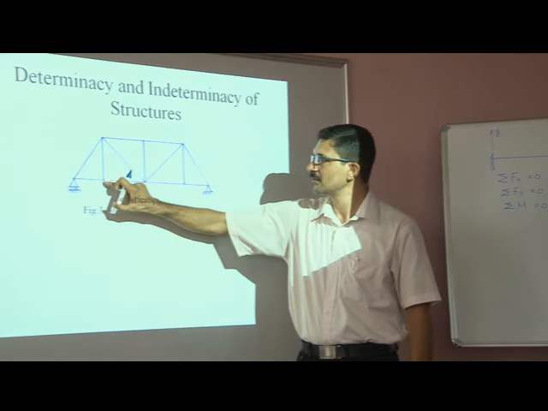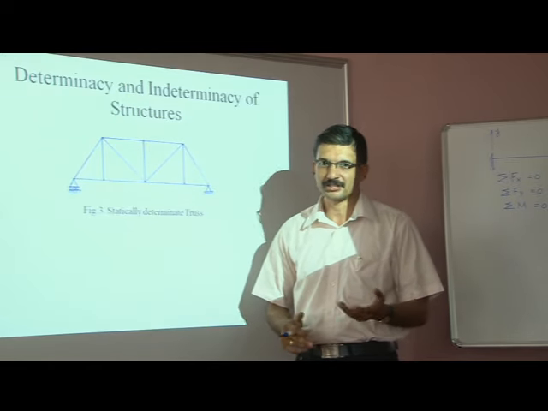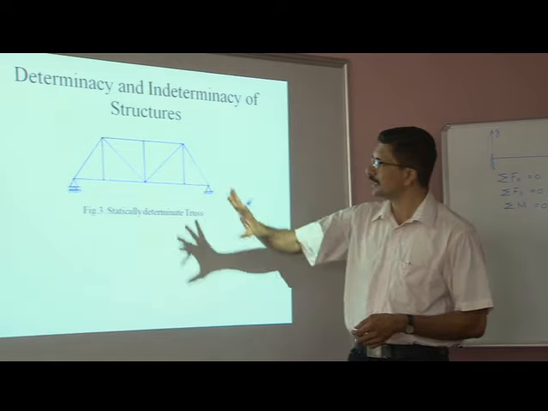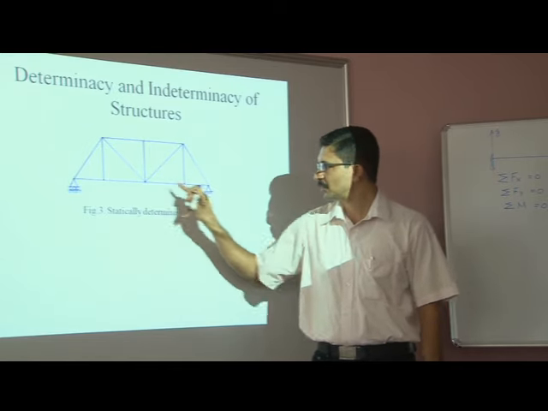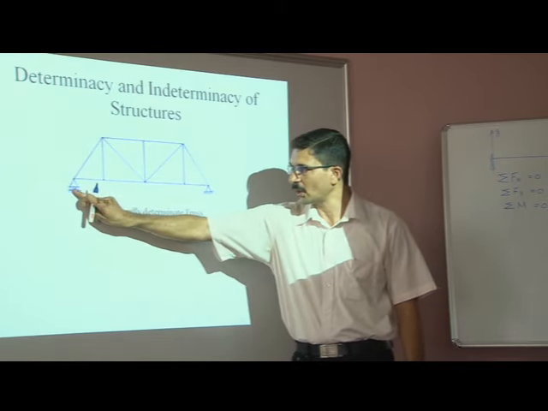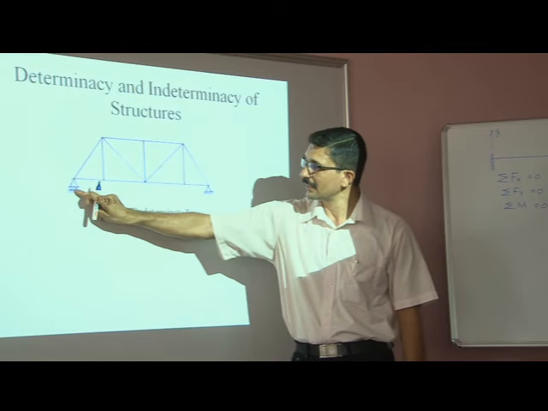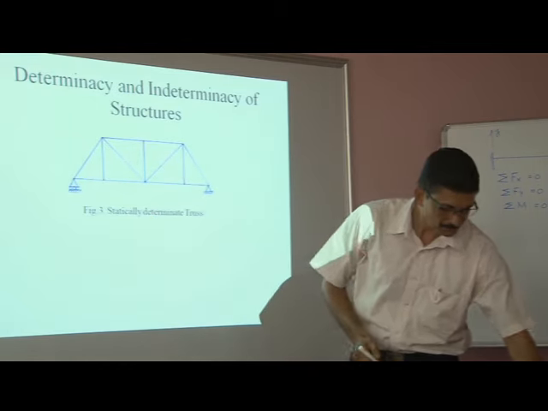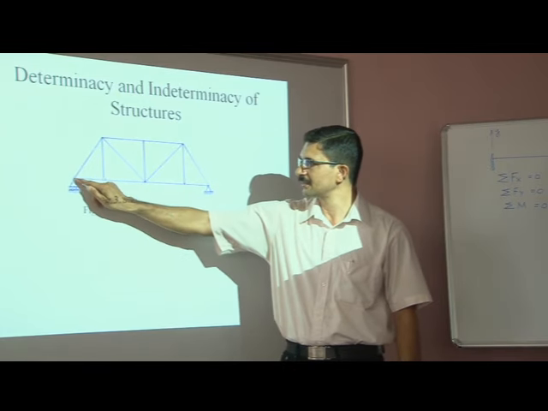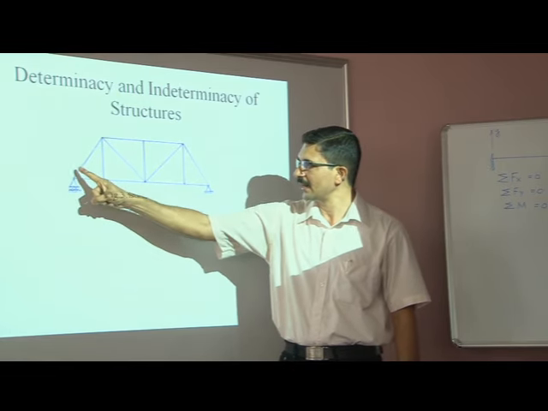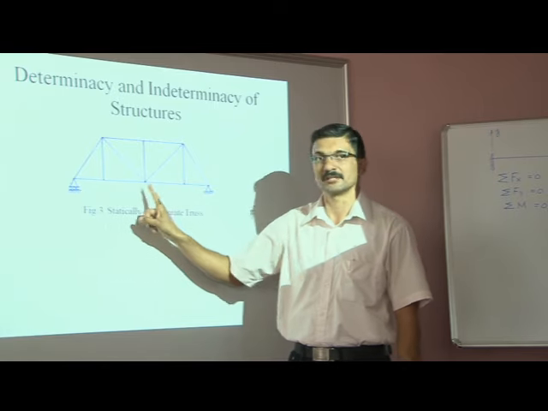And each member will take up only axial forces, will not take up any bending moment or shear force in this case. Now, this structure is supported by two supports. As I told you, one is a roller and the other is a hinge. The purpose of providing a roller support is to prevent the movement of the structure supported along a direction perpendicular to the rollers.